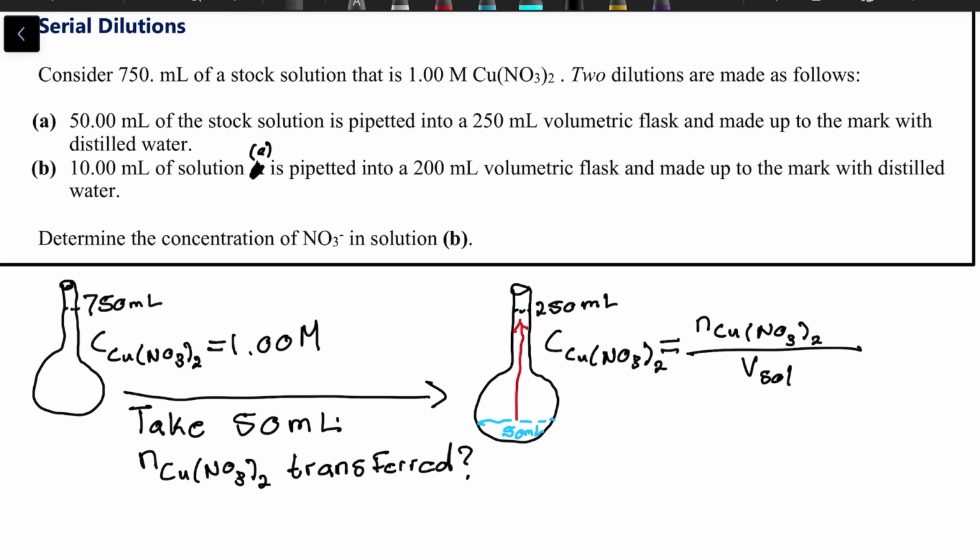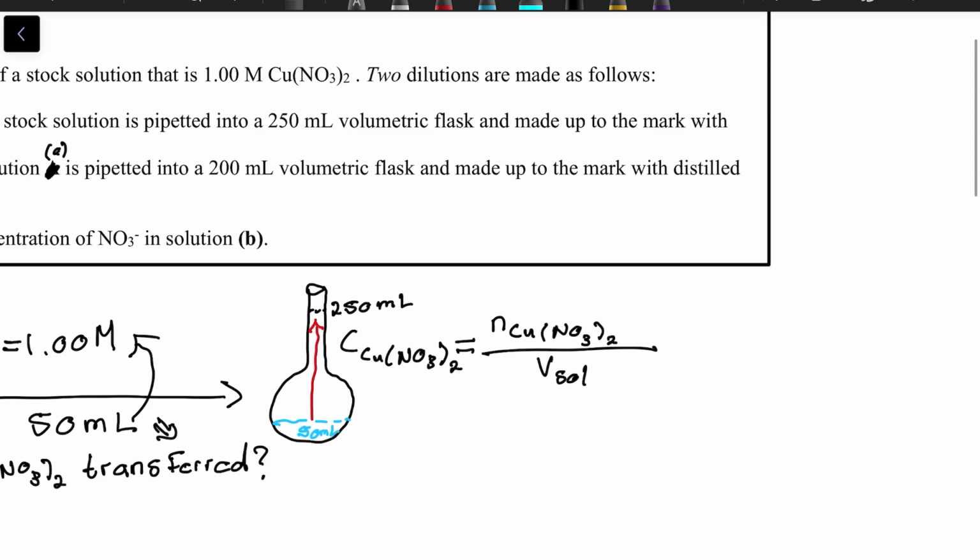So because we only take 50 milliliter of a 1 molar solution, that implies we take a certain number of moles. And you need to think of the new solution as you place a certain number of moles of something in 250 milliliter of solution. So that means you'll get a new concentration.